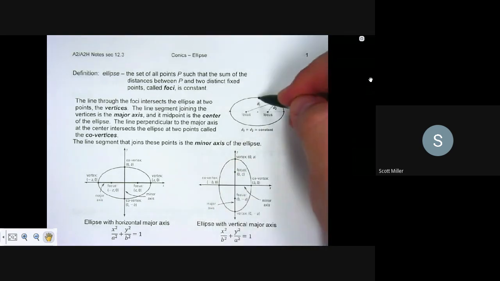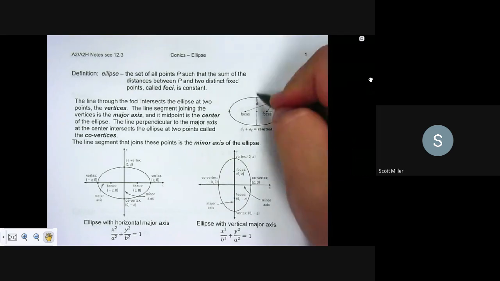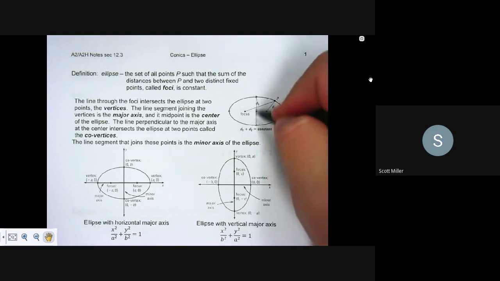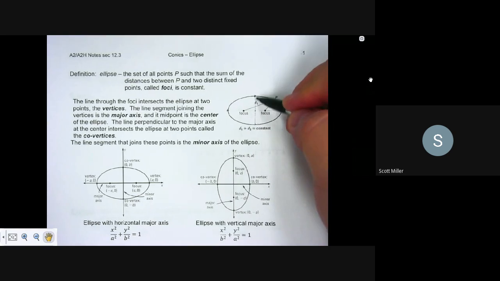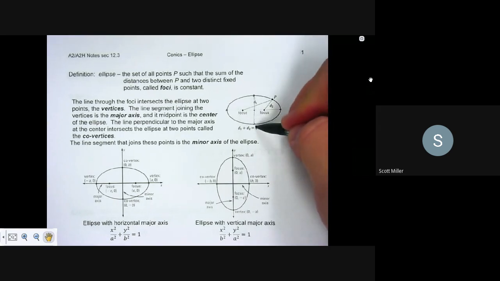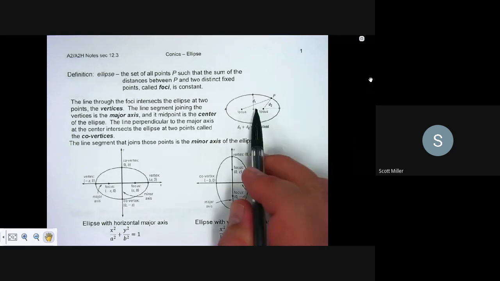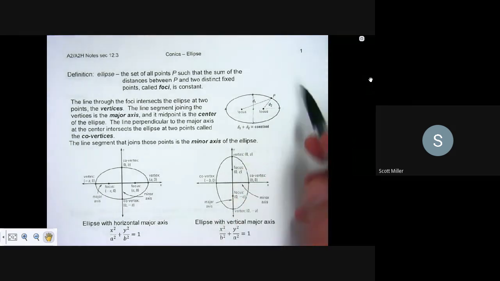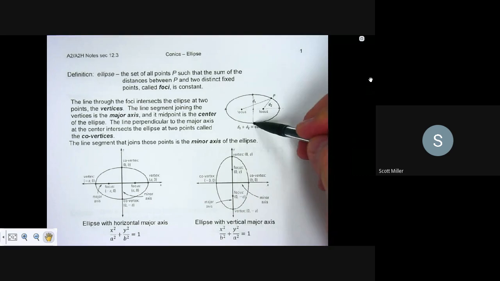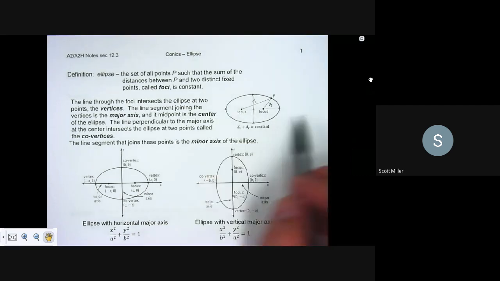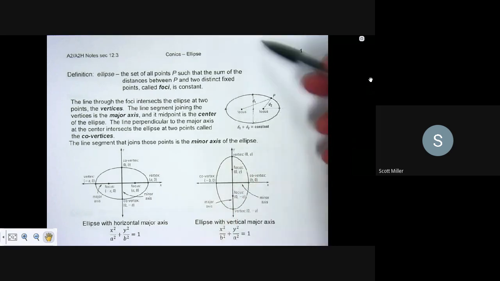If I draw a line segment through the center this way, it'll hit the curve here and here. These two points are called co-vertices, and this is called the minor axis. So what we want to be able to do is determine this distance from here to here and this distance from here to here, where the center is, the foci, and all that stuff. And does it go this way horizontally, or does it go in a vertical sense?